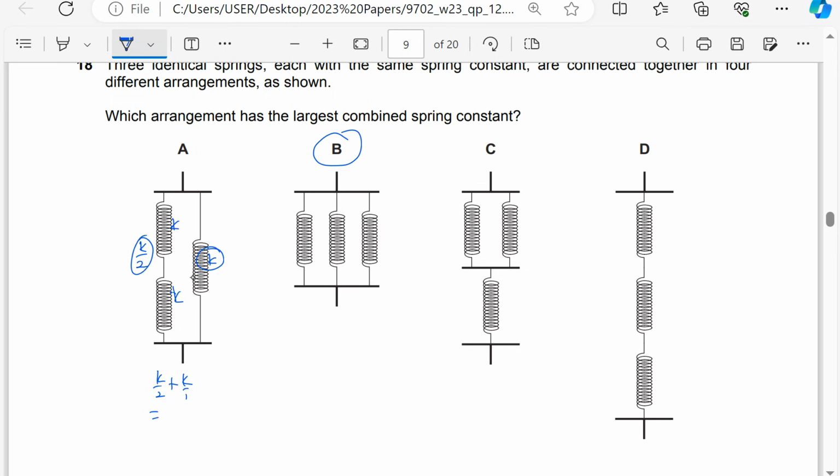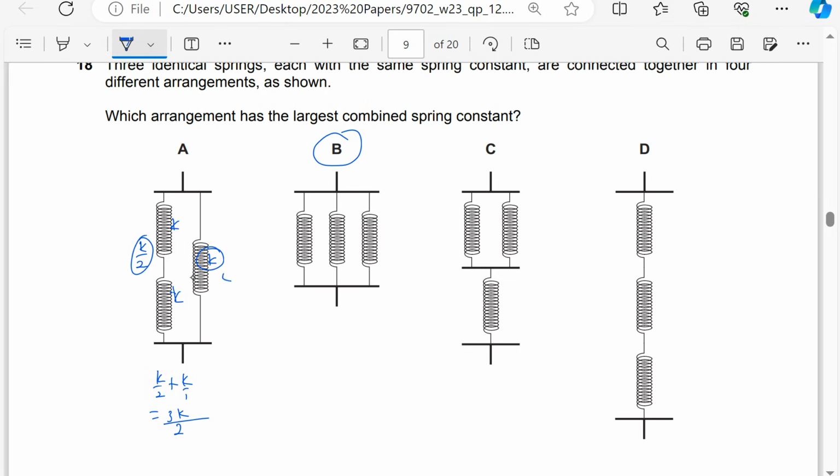No. If they're in parallel, extension decreases, so for the spring constant you just sum them up. So this is K over 2 plus K, LCM is 2, and I think that is 3K over 2. Let me check with the extension.